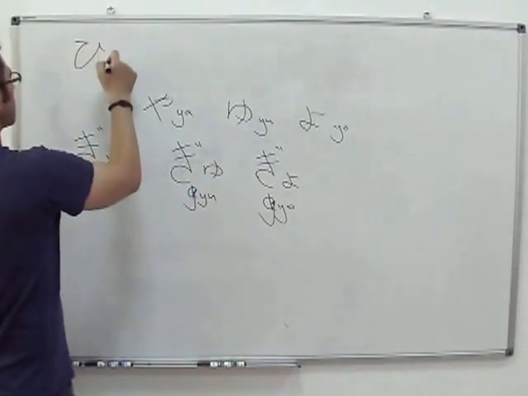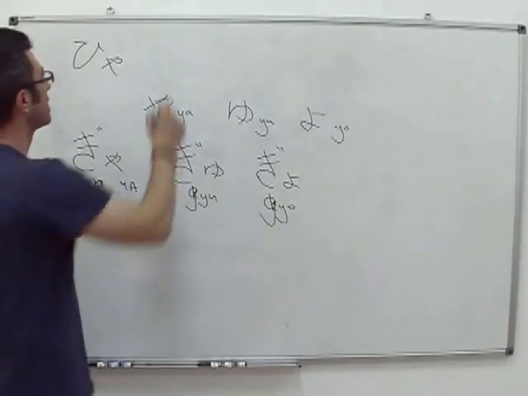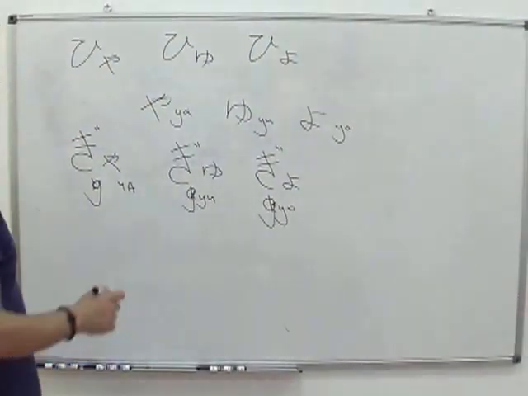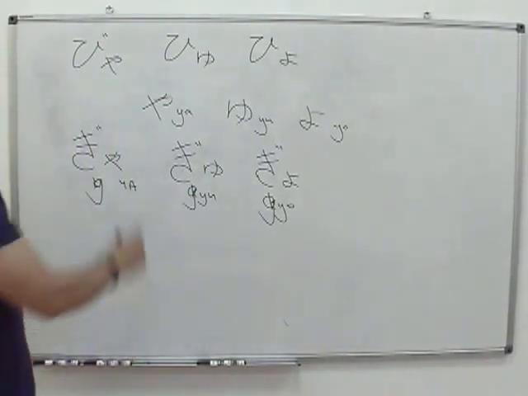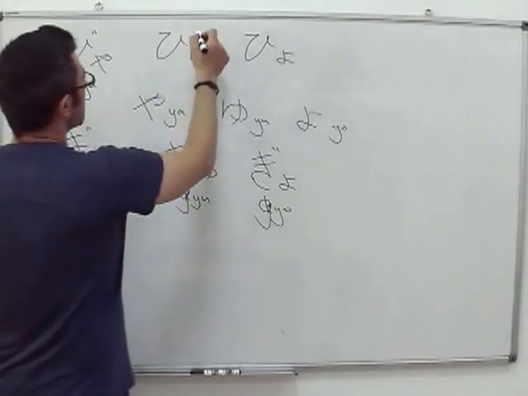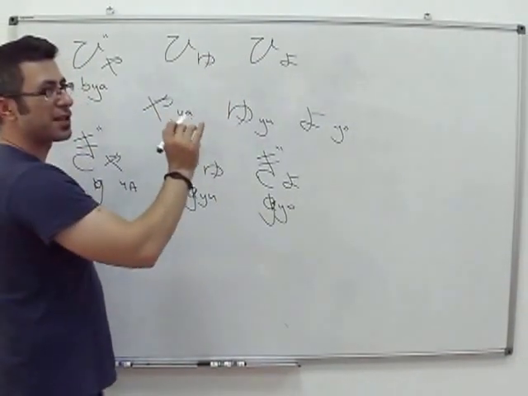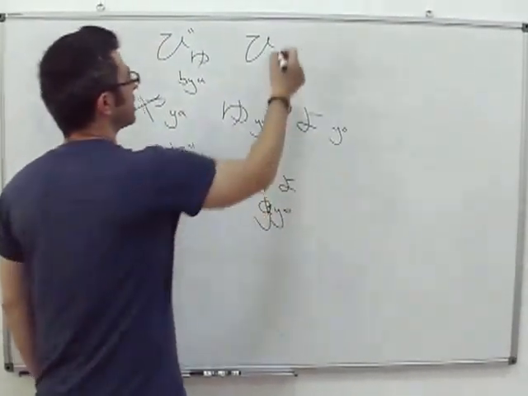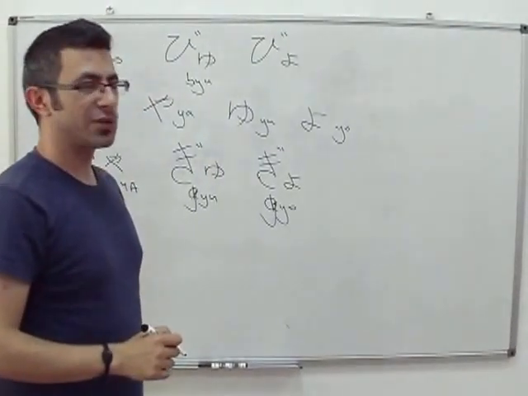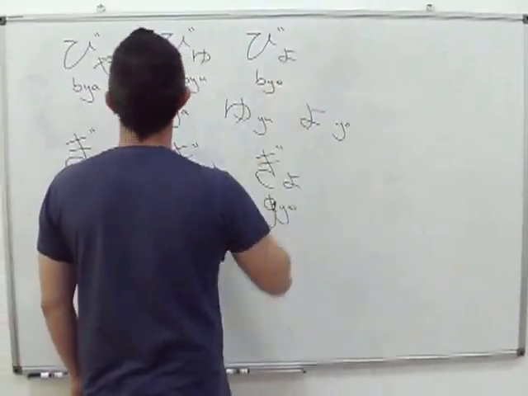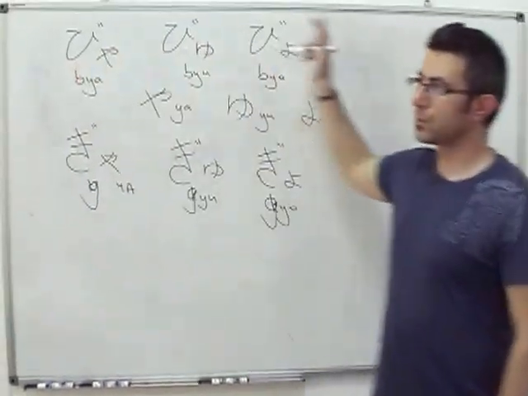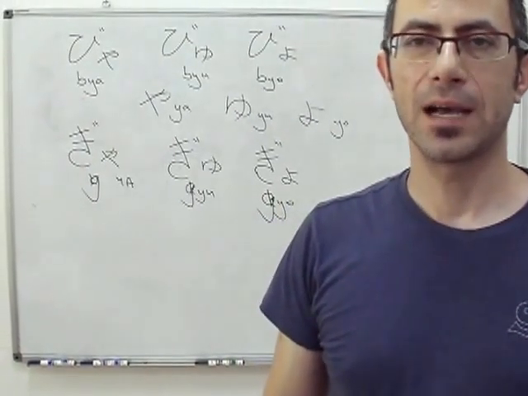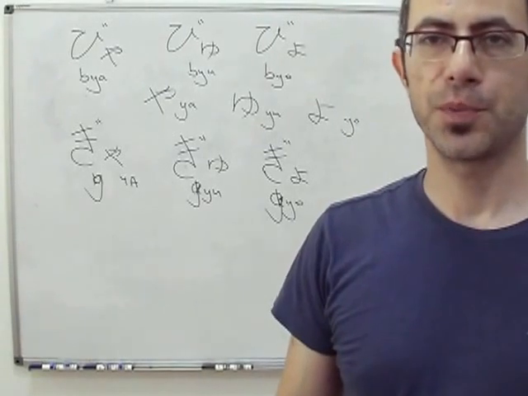And I wrote before hi and small ya, hya, hyu, hyo. I forgot to write it with tenten also. So, hya is changing to bya. Hyu is changing to byu, like beautiful, byu. And hyo is changing to byo. Let's read again from here to this side. Bya, byu, byo. Bya, byu, byo.